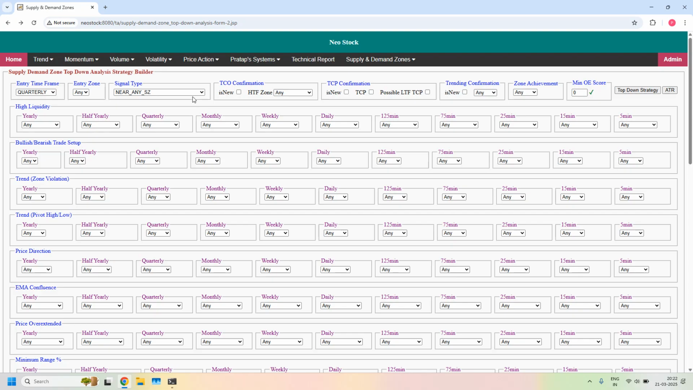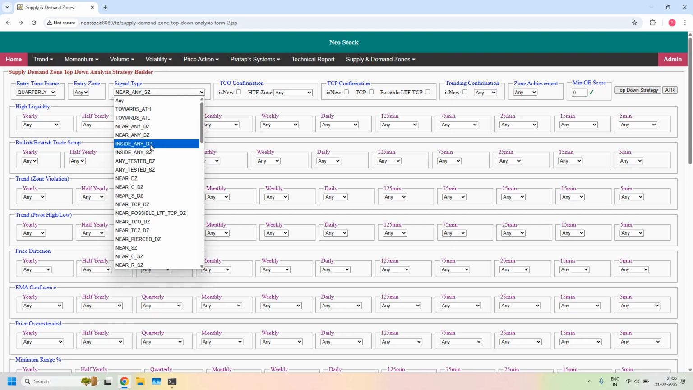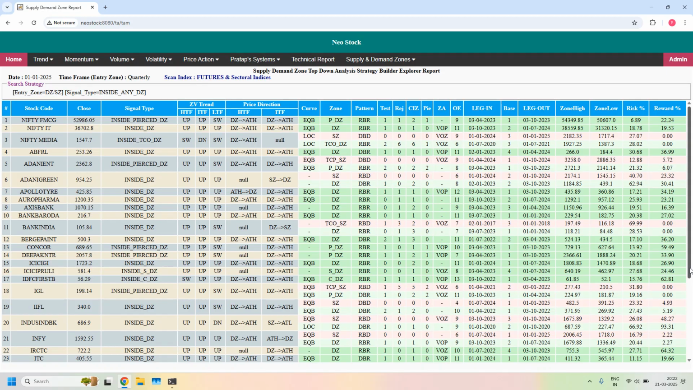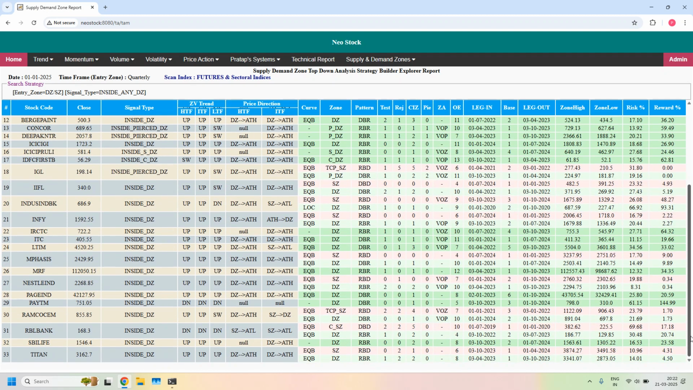Next, price closed inside the quarterly demand zone. We got multiple stocks, and the first 23 stocks in the list. Scrolling the list down. So total 33 stocks are filtered. Price closed inside the quarterly demand zone.